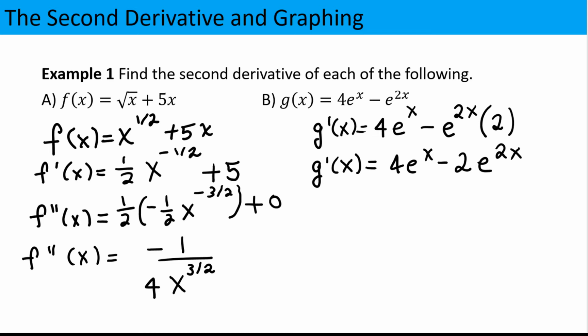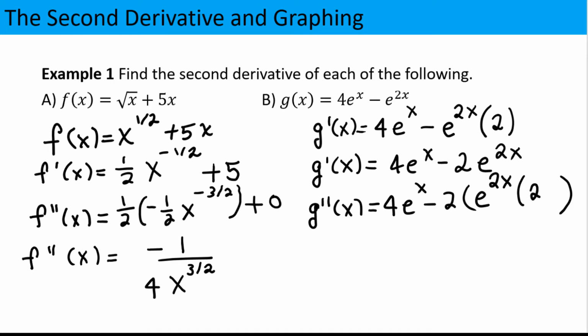Let's take the derivative one more time to get us to the second derivative. So we have g double prime of x equals 4, the derivative of e to the x is just e to the x, minus 2. Then we need to take the derivative of e to the 2x, which would be e to the 2x. And applying the chain rule, we need to take the derivative of the power 2x. So that'll be 2. We clean this up a little bit, and we get that the second derivative, g double prime of x, is equal to 4 times e to the x minus the 2 times 2 gives us 4e to the 2x.